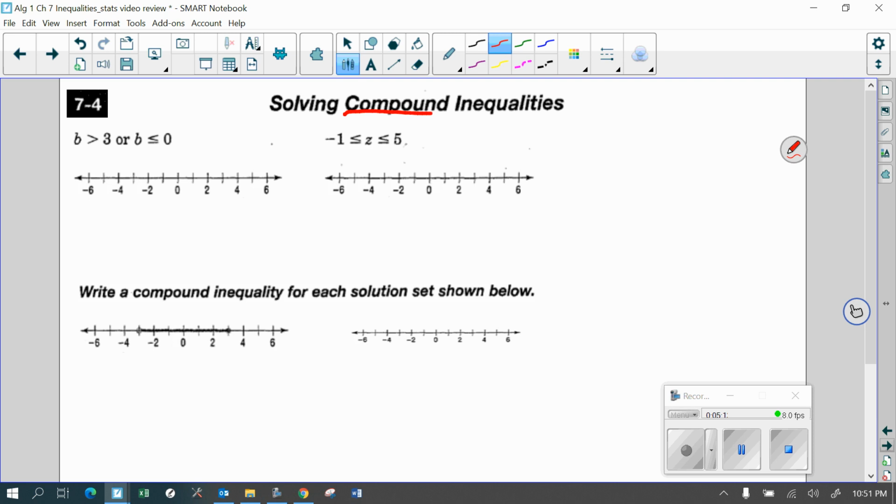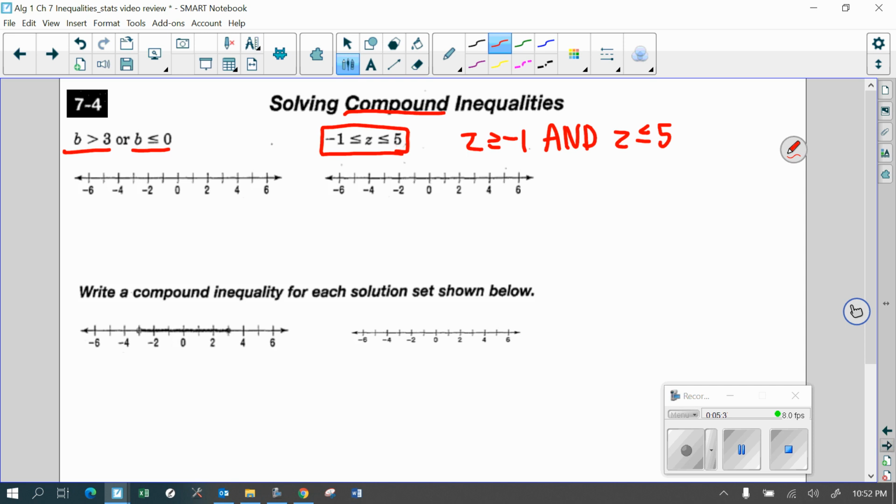Compound means two or more inequalities. So sometimes they are separated out like this, and sometimes they write them together. That's still two inequalities. This can be written as z is greater than or equal to -1 and z is less than or equal to 5, and then they'd be written out as 2. But this is written together as 1, okay?